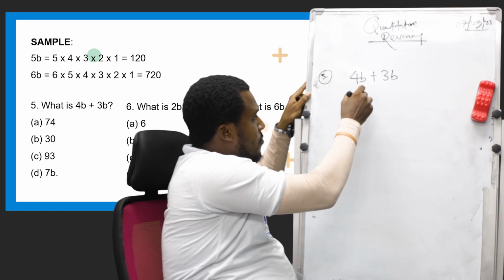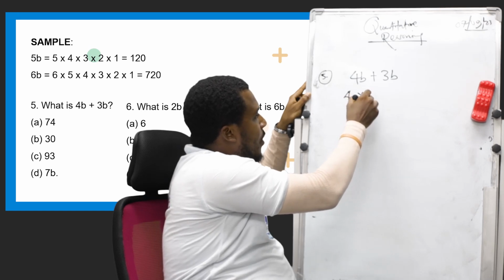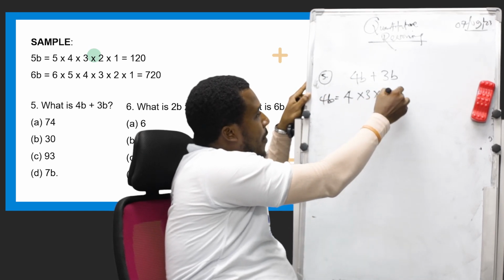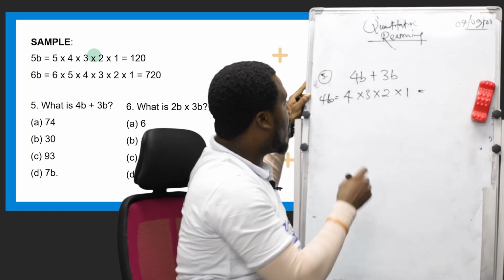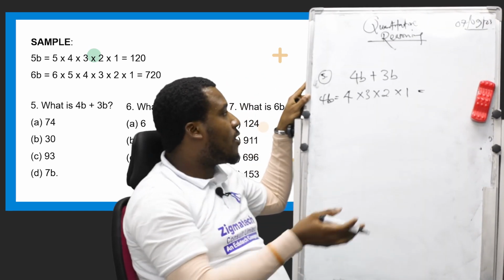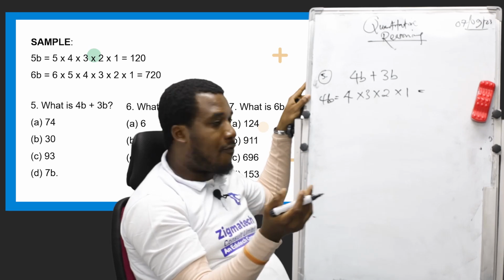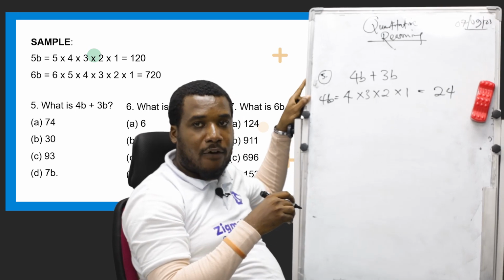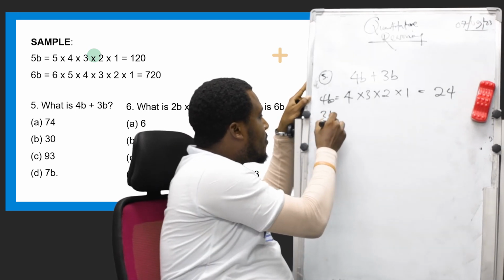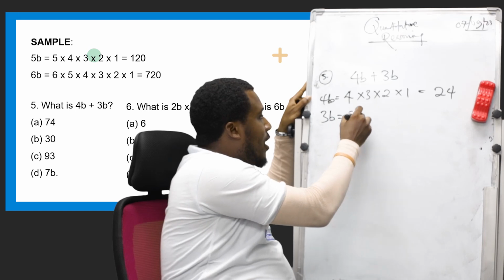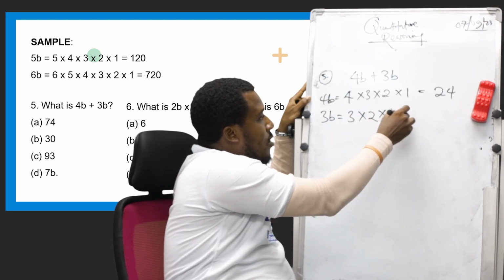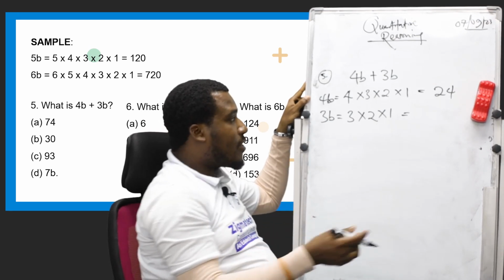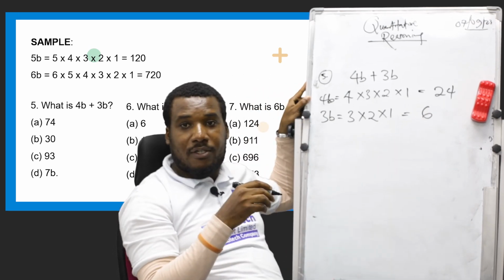Let's move down and see. For 4B we have 4 times 3 times 2 times 1. If we do this math very well, 4 times 3 is 12, 12 times 2 is 24, and 24 times 1 is 24. So we have 24 as our final value for 4B. Now let's find 3B. 3B will be 3 times 2 times 1. 3 times 2 is 6, and 6 times 1 is 6. So our final value here is 6.